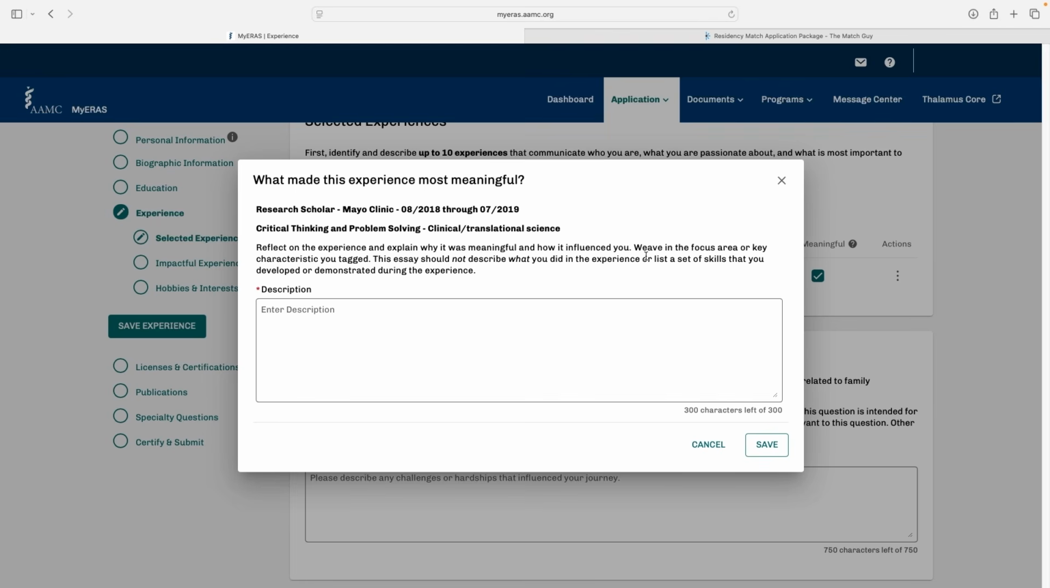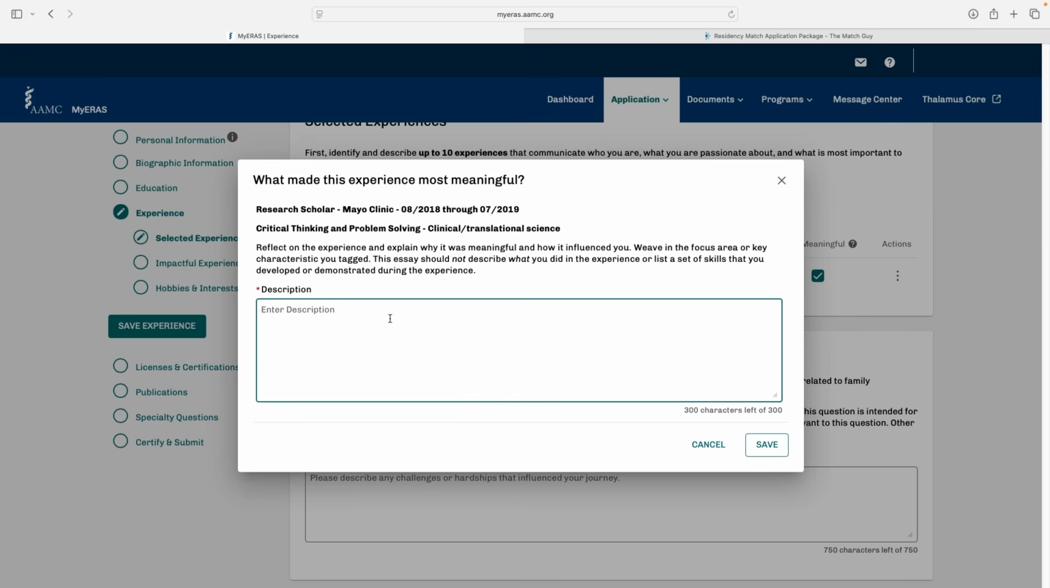And they give you a recommendation to weave in the focus area and the key characteristics like the leadership or the problem solving we talked about. Weave it in the description here of why this experience was one of the most meaningful ones. And it's tricky because this line between what you did and why it was meaningful might not be very clear, and that's why we have this sample template of the ERAS application, so you can see a sample description of the experience and the sample description of why the experience was one of the most meaningful ones for you.